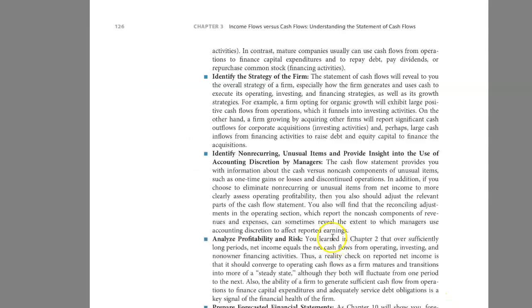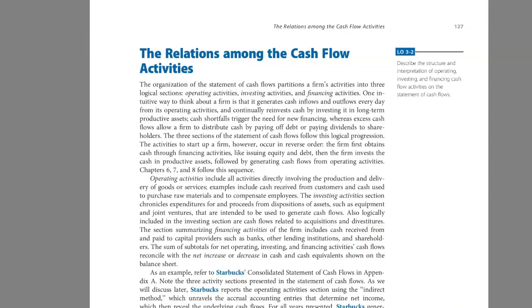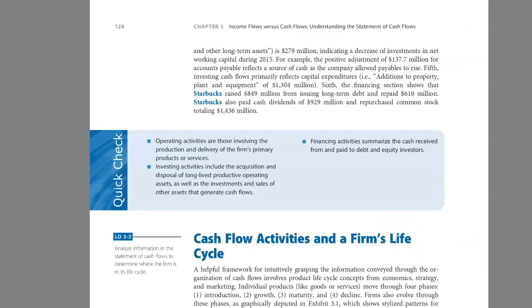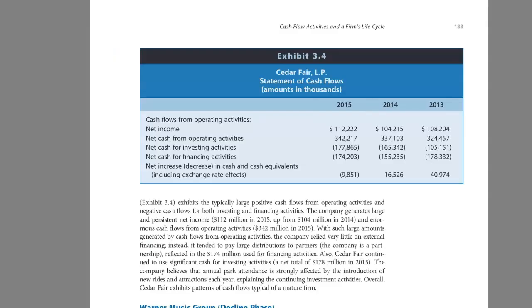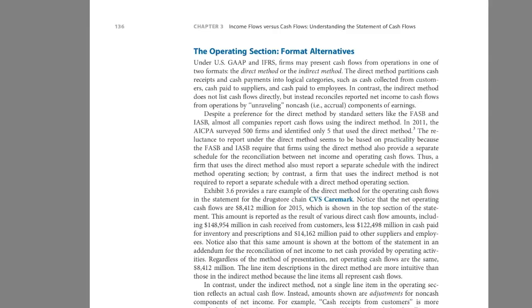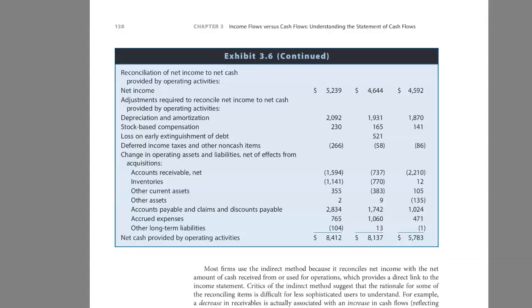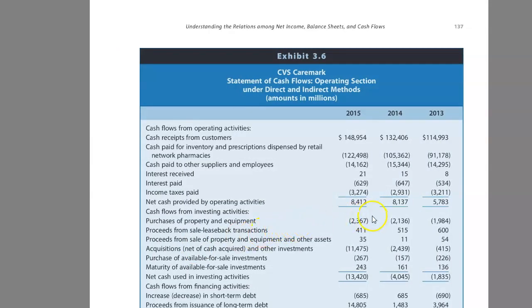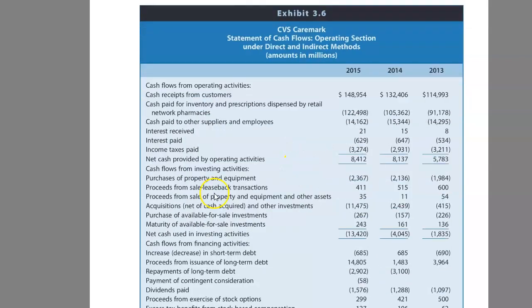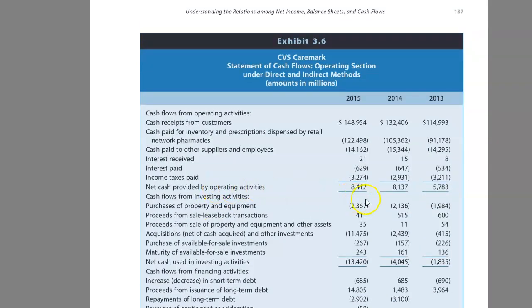Let me go ahead and find the page that starts talking about it. Here's Exhibit 3.6 where it starts. So around page 136, maybe 137, they start getting into a little bit of an example about what a statement of cash flow could look like.